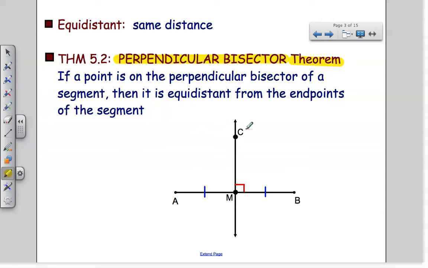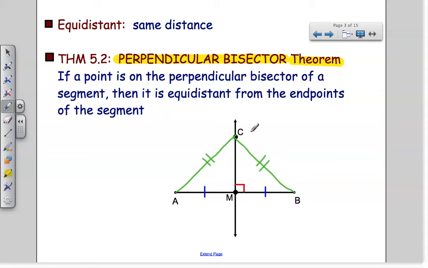Alright, let's decipher that for the picture here. If a point is on the perpendicular bisector of a segment, we have this point C, which is on the perpendicular bisector of this segment AB. So we have this point on the perpendicular bisector. Then we know that this point C is equidistant, or the same distance, from the endpoints of the segment, meaning C is the same distance from A and B. So if I were to draw segments from A and B to C, those are congruent segments. Only if that point C is on the perpendicular bisector of the segment would these be the same distance.